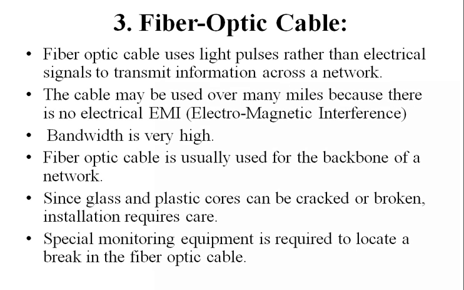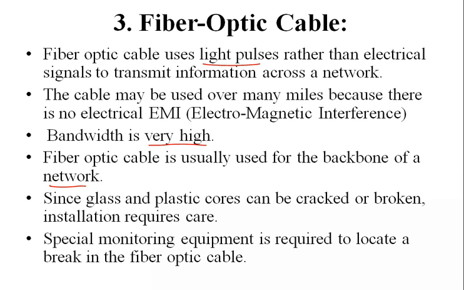The third one is fiber optic cables. Fiber optic cable uses light pulses rather than electrical signals to transmit information across a network. Instead of electromagnetic signals, it uses light pulses. The cable may be used over many miles because there is no EMI, electromagnetic interference. This is the big advantage of fiber optic cable. Bandwidth is also very high. Fiber optic cable is usually used for the backbone of the network.